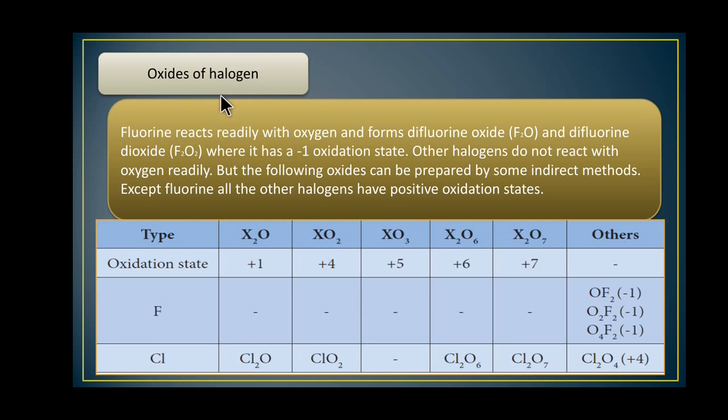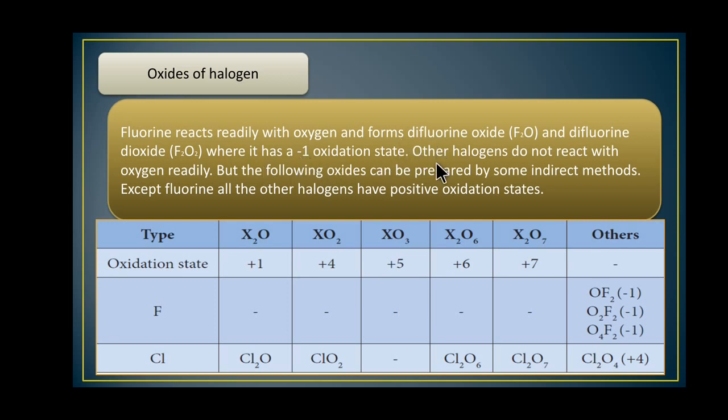Oxides of halogen. Fluorine reacts readily with oxygen and forms difluorine oxide, F2O, and difluorine dioxide, F2O2, where it has the -1 oxidation state. Already we discussed the oxidation state and how to calculate it. Here the point is fluorine reacts readily with oxygen to form difluorine oxide and also difluorine dioxide, where the oxidation number is -1.